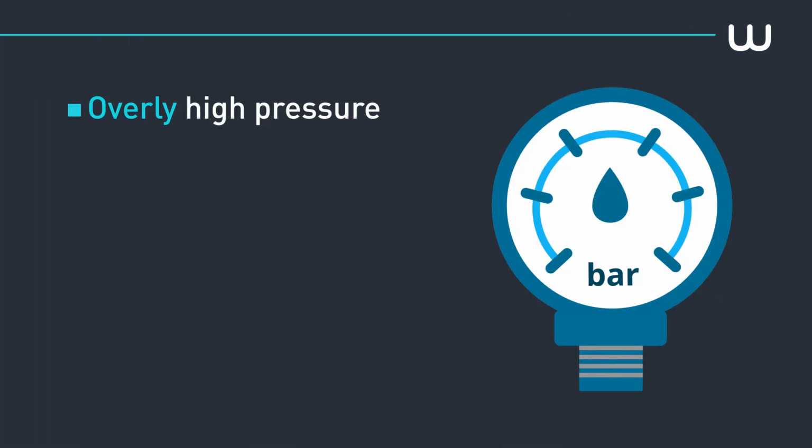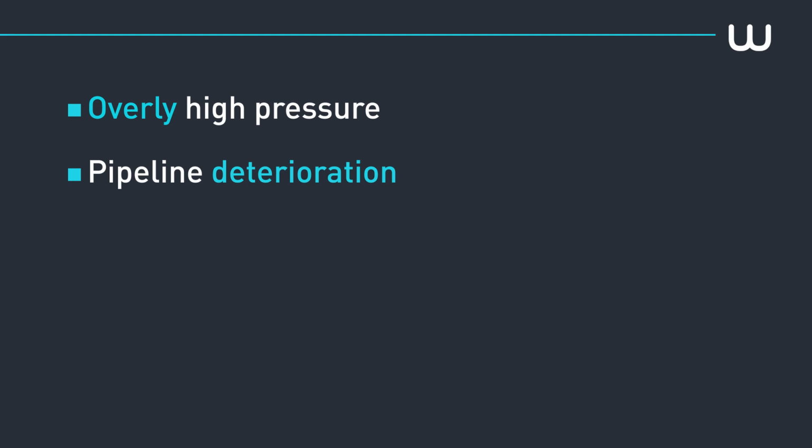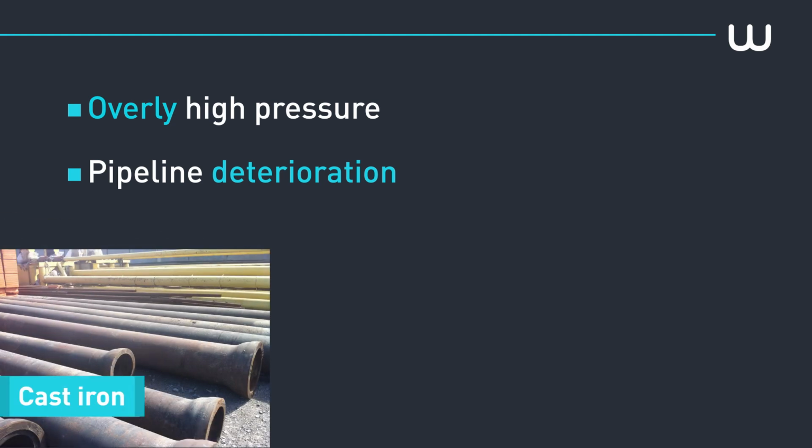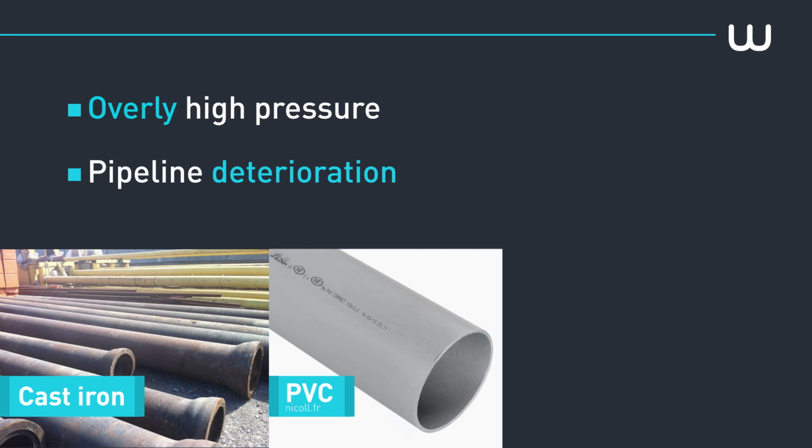Leaks are caused by several factors, such as overly high pressure, pipeline deterioration, such as cast iron and steel pipelines, for example, which can cause problems of corrosion. Leaks can also be found on older pipelines in PVC. Connections being made via bonding, pipes break at the level of joints or bends with material dilatation.